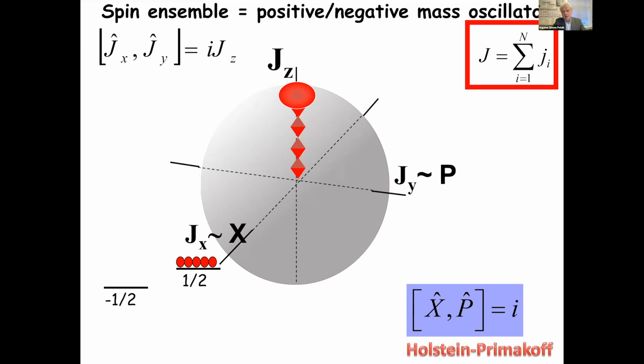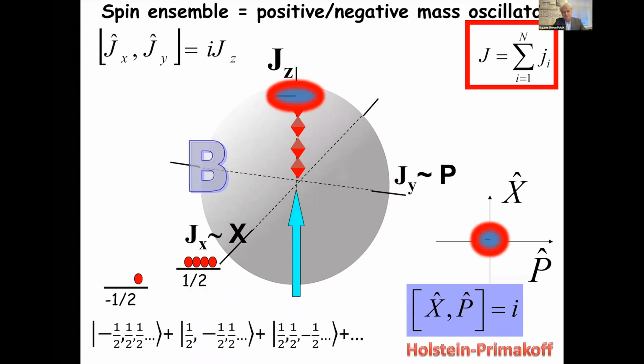Now, how do we make an oscillator out of it? Well, we put it in the magnetic field, and the whole story begins to oscillate around the z-axis.